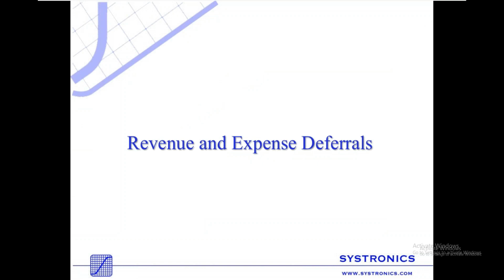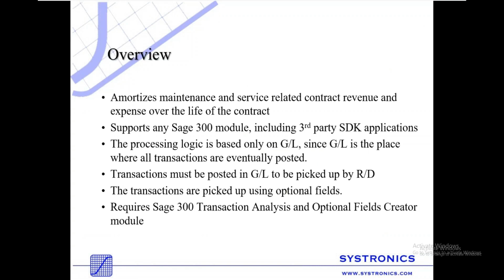So let's start with the introduction of revenue and expense deferrals by SYSTRONICS. Revenue and expense deferrals is an application that helps companies amortize maintenance or service-related contract revenues or expenses over the life of the contract. The application areas can also include subscriptions, memberships, school fees, and more.